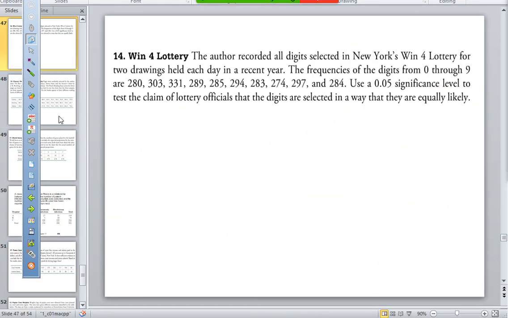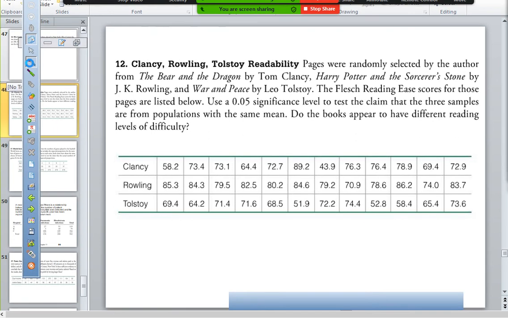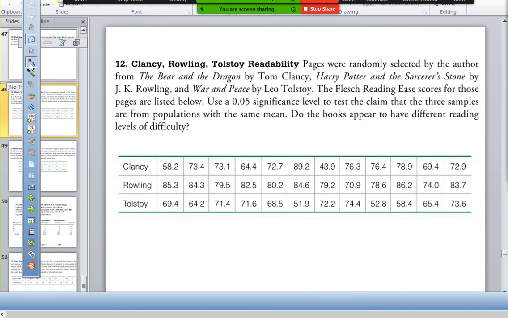Okay, just two more. We need to do two more quickly. What's this one? Four people. Only four people know? Good. All right, there we go.